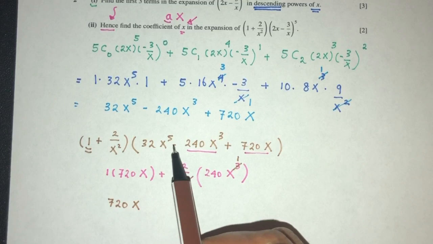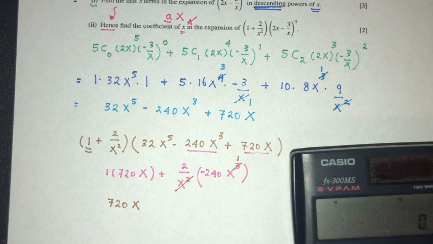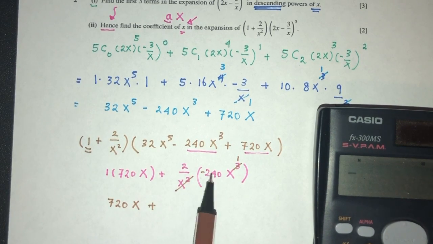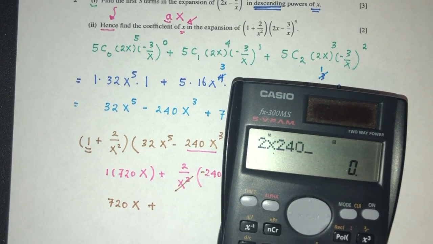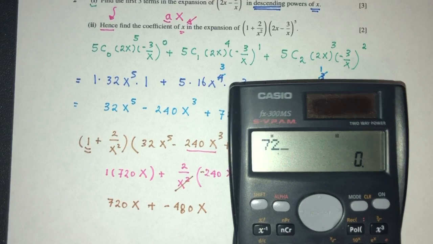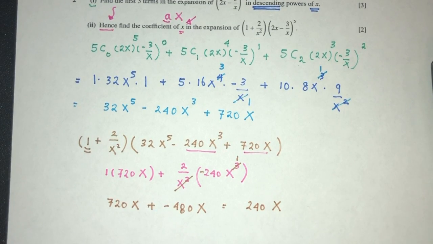And here, of course, we have to have minus. I forgot the minus here. It is also very important to be careful. You don't want to miss those signs. It will give you the wrong value at the end. So now plus 2 times this will be what? 2 times 240, that will be minus 480x. So 720 minus 480, that should be 240x. So let's write your answer.